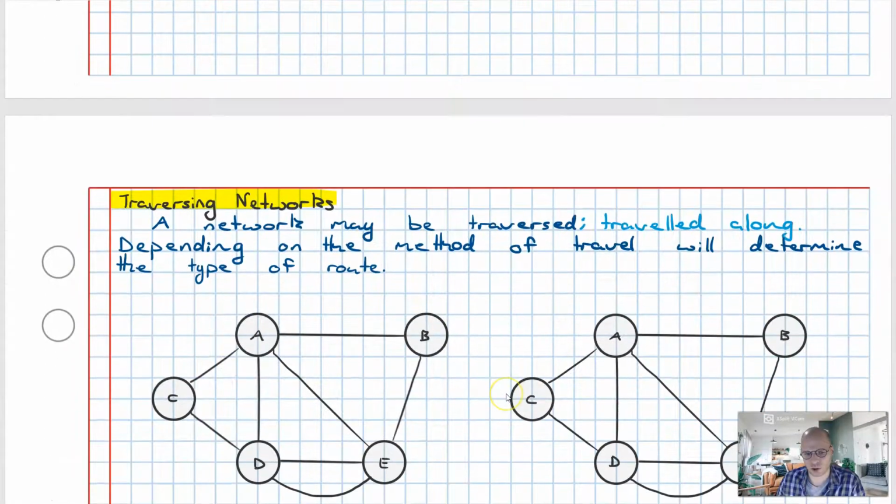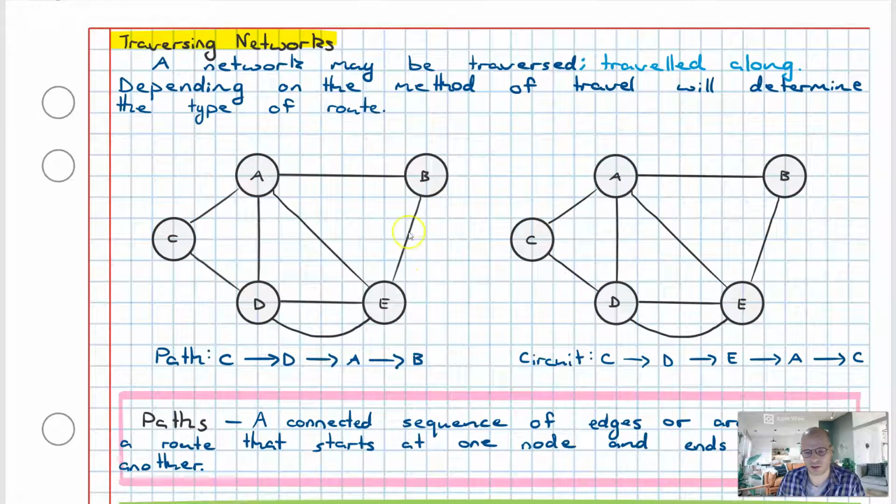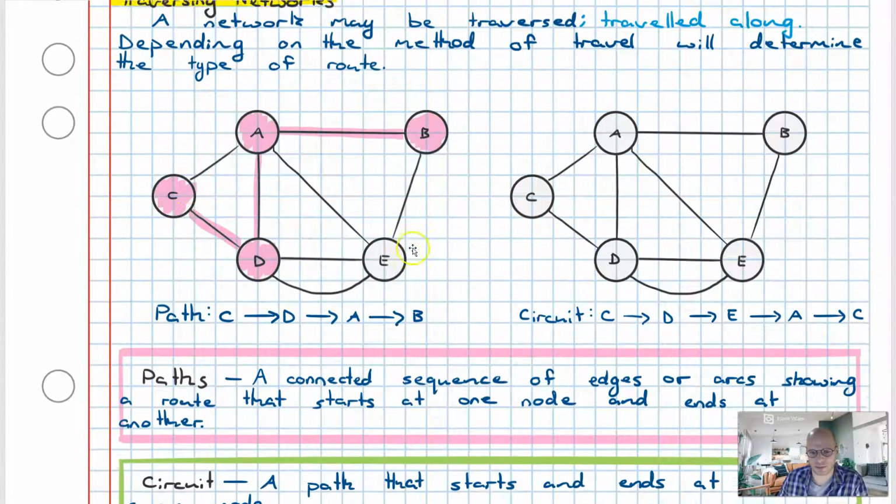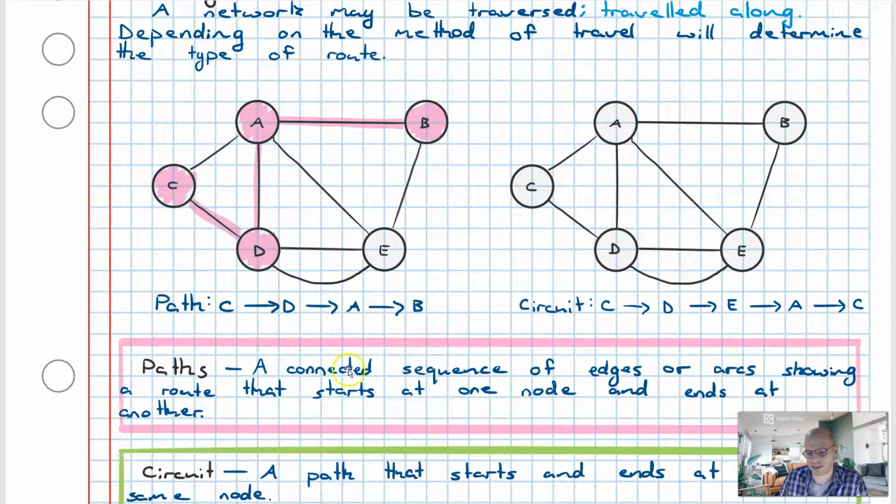Moving further down, we draw our attention to the way in which we may travel along a network, or the names we give as we traverse a network. So a network may be traversed, as in we can travel along it. Depending on the method of travel will determine the type of route we have. So if we have two routes seen over here, on the network on the left here, we're traveling from C to D to A to B. What we've got here is we've mapped out something called a path. So a path is a connected sequence of edges or arcs showing a route that starts at one node and ends at another. So you've got a path, as in you're moving from nodes, and you start at a unique node and you end at another unique node.